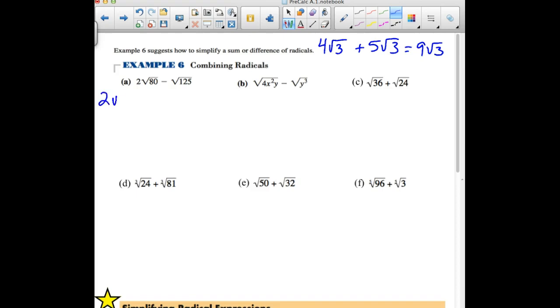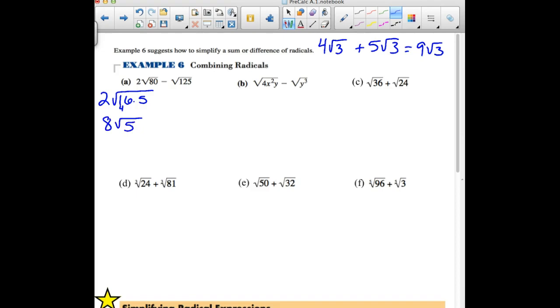All right, so let's try to break down the square root of 80. We have 2, and instead of the square root of 80, let's think of that as 16 times 5, because 16 is a perfect square. So the square root of 16 is 4. 4 times 2 is 8. So we have 8 square roots of 5.